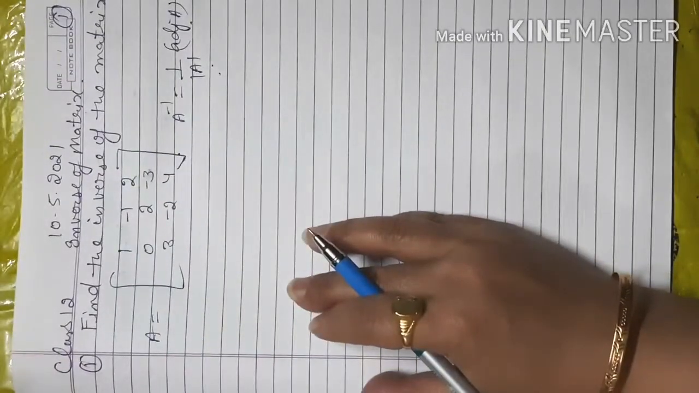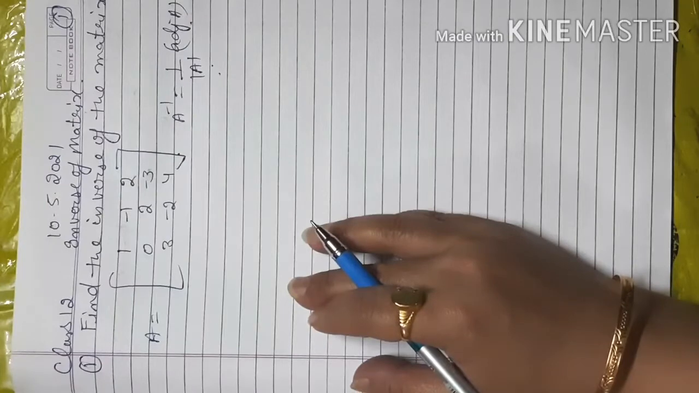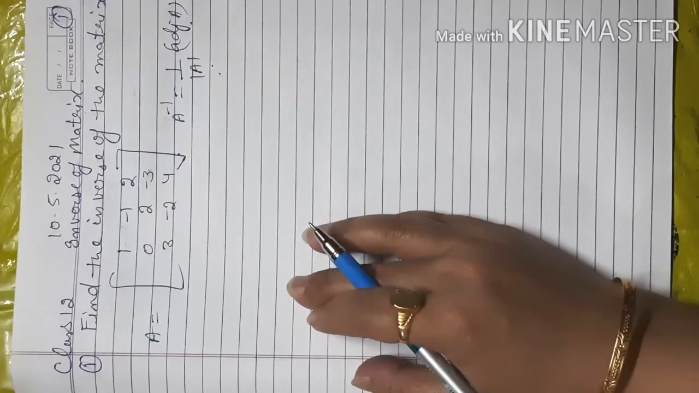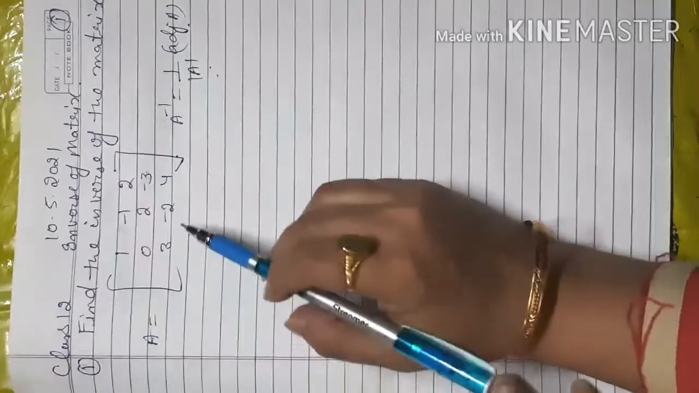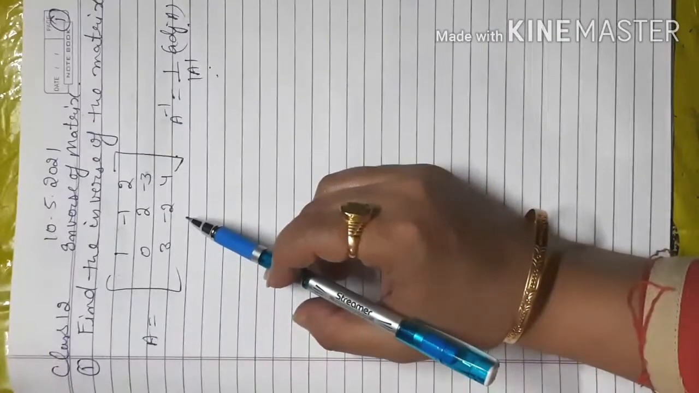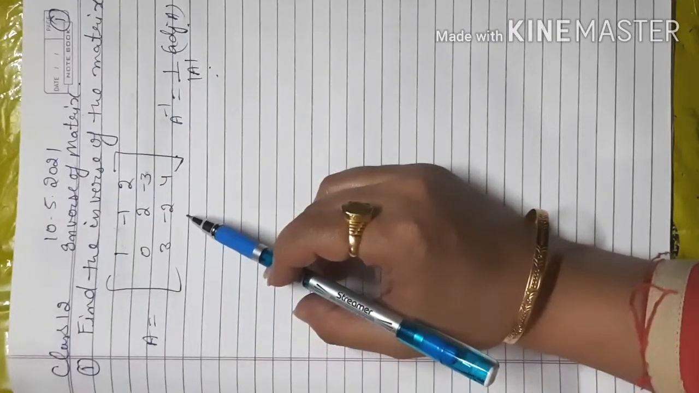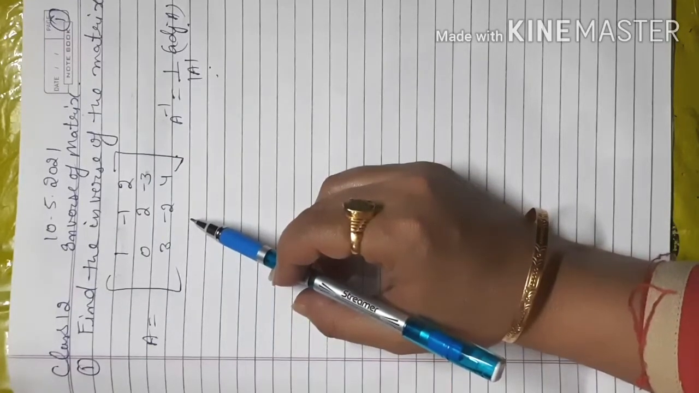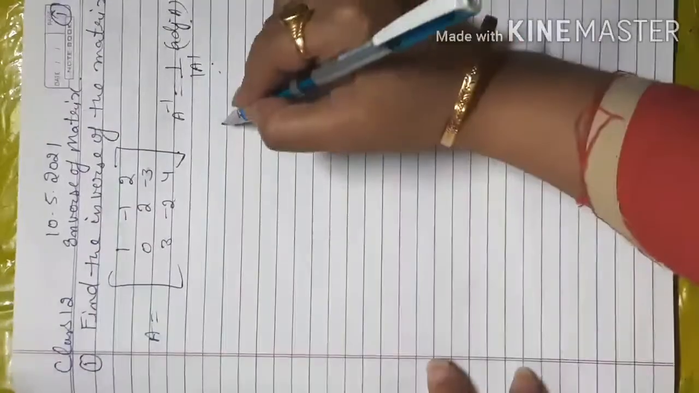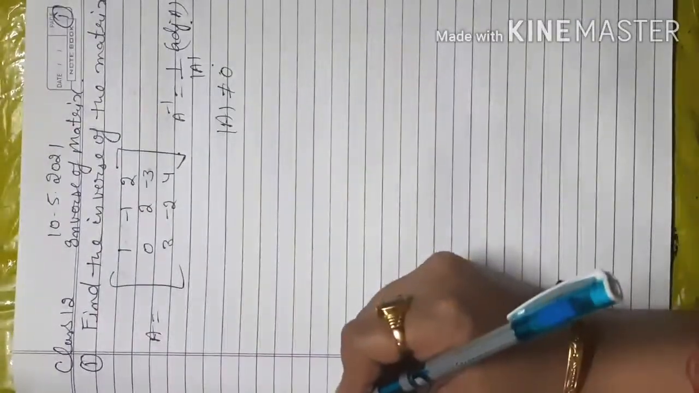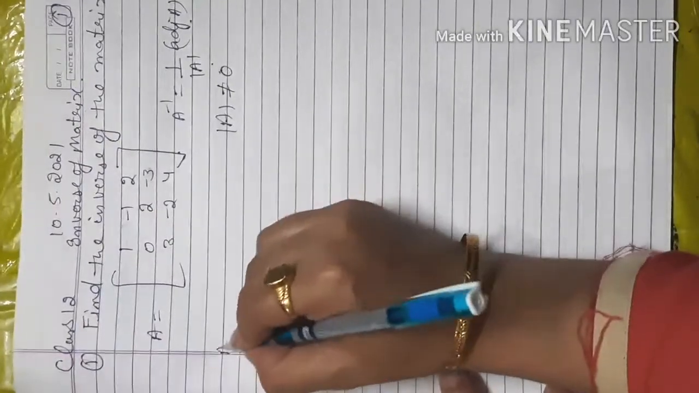Before finding the inverse of a matrix, I will first check whether the determinant of A is singular or non-singular. Singular means if you find the determinant of this matrix and your answer is 0, then this is a singular matrix and the inverse does not exist. It's not possible. The inverse is only possible if the determinant of A is not equal to 0. So first we convert this A into determinant form.